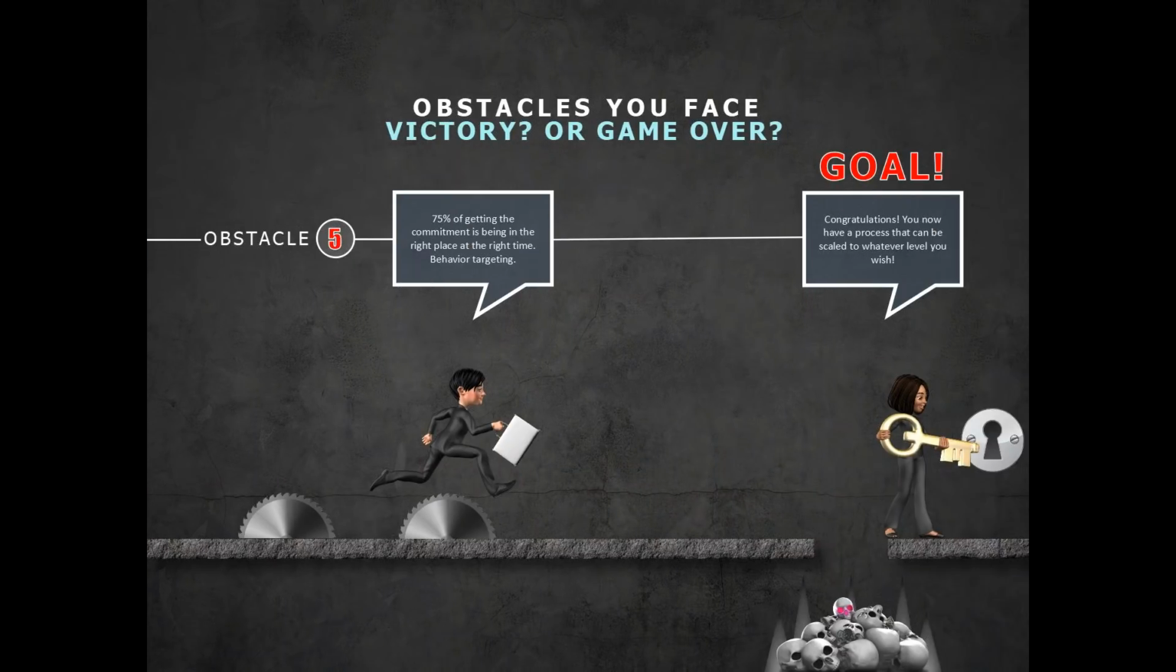So then our final obstacle is 75% of getting the commitment is being in the right place at the right time, behavior-based targeting. In other words, as long as you have the other 4 obstacles taken care of, as long as you have those pieces of the puzzle fitting, then the rest of it just boils down to you remaining top of mind, which is a lot easier to do than the act of fighting that uphill battle to begin with, to first buy some of their brain cells, so to speak.